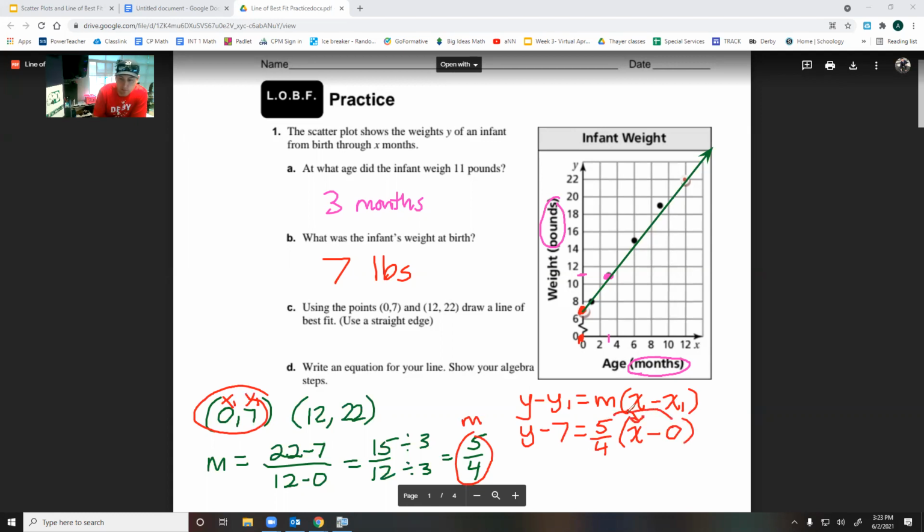Distribute that 5/4 through multiplication, and you'll have y minus 7 equals 5/4 times x. And 5/4 times 0 is 0, so we don't need to write that. We'll add 7 to both sides, and you'll end up with your final equation of y equals 5/4 x plus 7. So there's your line of best fit equation by hand.